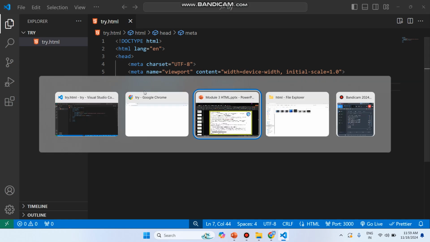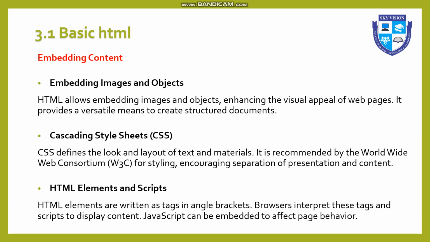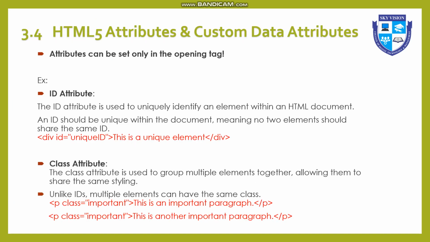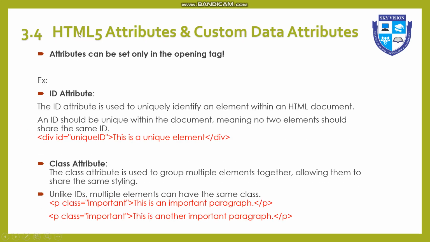Now we have just done the meta tags. Let me go back to my PPT. Right now let's understand HTML5 attributes and the custom data attributes. We have two types of attributes, the main two types of attribute. We have different kinds of attributes.